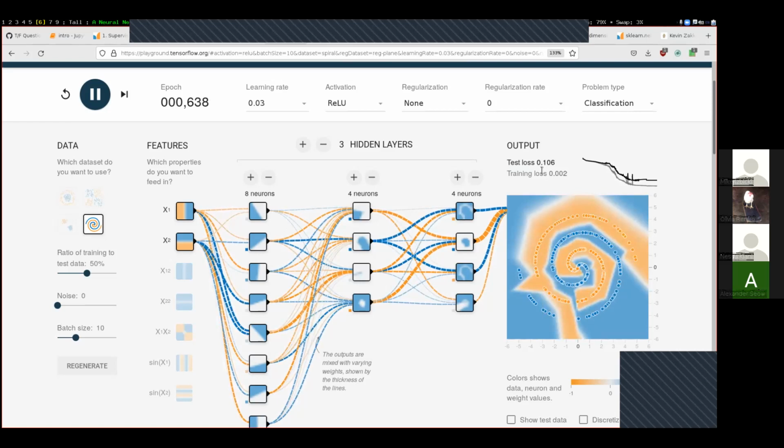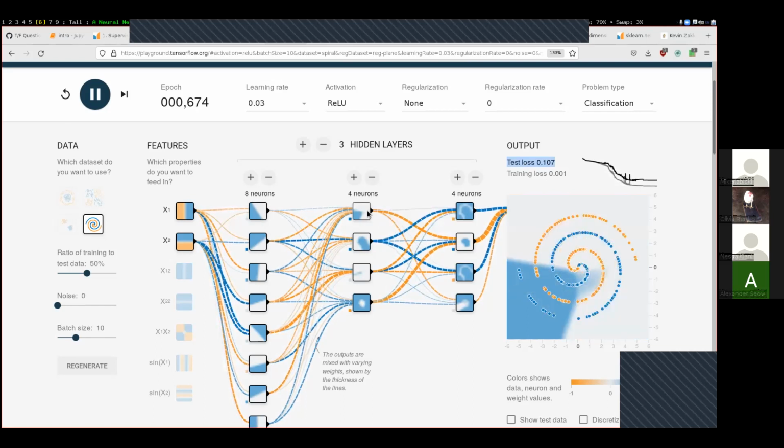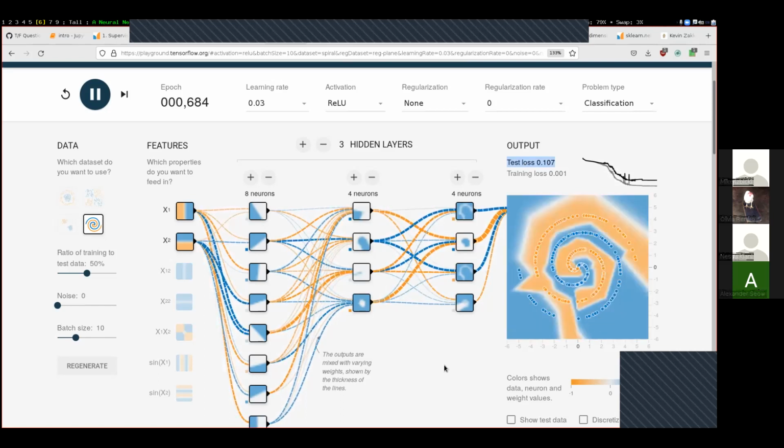I made a particularly complicated network down here. If I wanted to try to reduce this test loss, then the right strategy would be to reduce the number of layers or the size of those layers while still maintaining the right amount of complexity to get the right training loss.